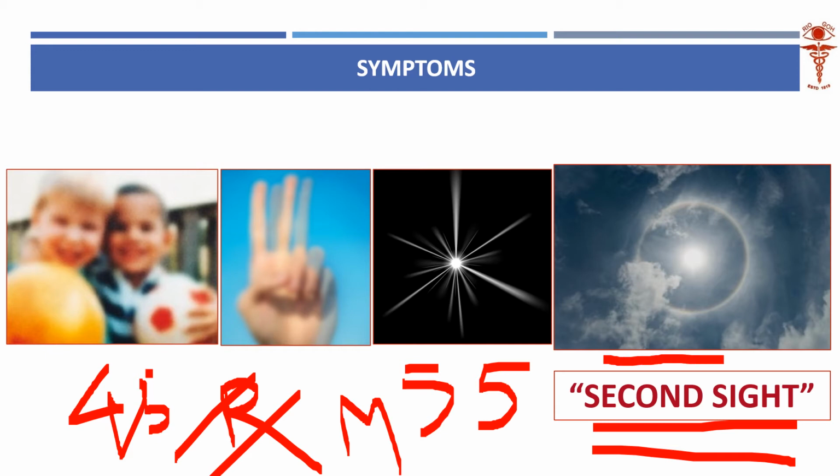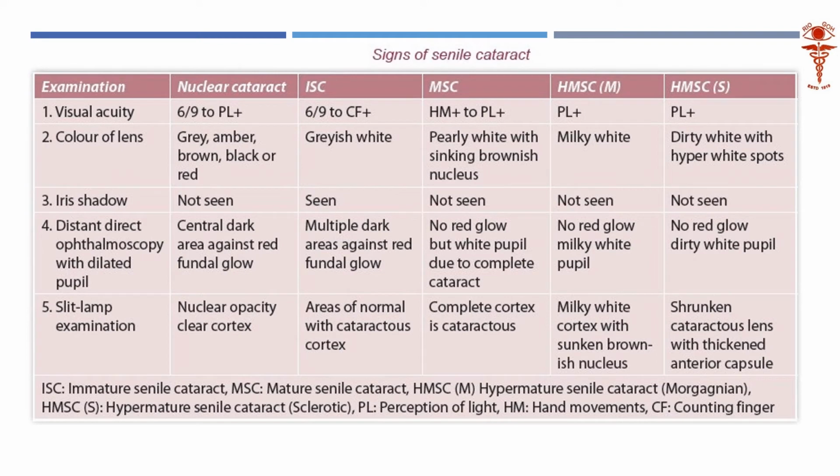So second sight is caused by a nuclear cataract. Don't confuse this with cortical. Cortical will not produce second sight. Second sight is basically produced by nuclear cataract because nuclear cataract will produce a myopic shift in vision, and that creates good near vision.